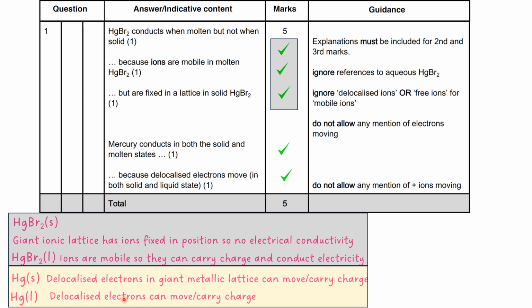Looking at the fourth and fifth marks, mercury conducts in both the solid and the molten states, so that's my solid and molten states there. Delocalized electrons can move and carry charge, and therefore delocalized electrons can move and carry charge there as well. Then it says delocalized electrons move, it's got them there. So the charge carrying can be used to say that it actually conducts.